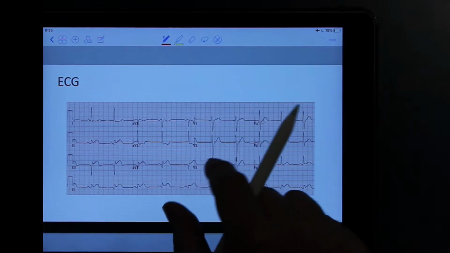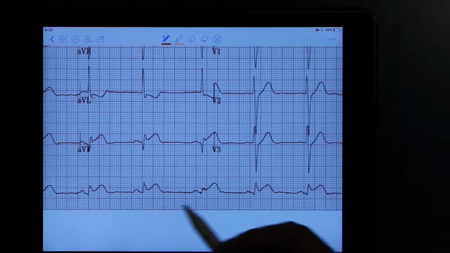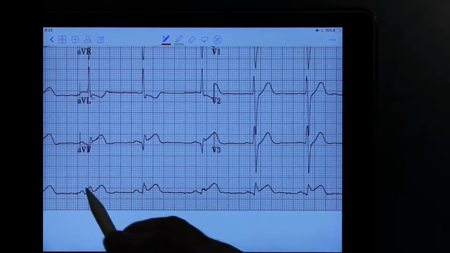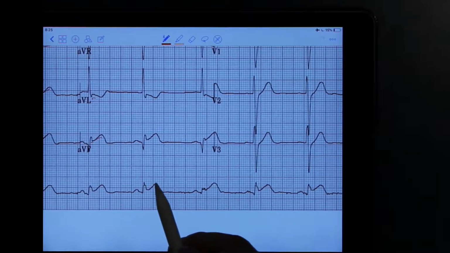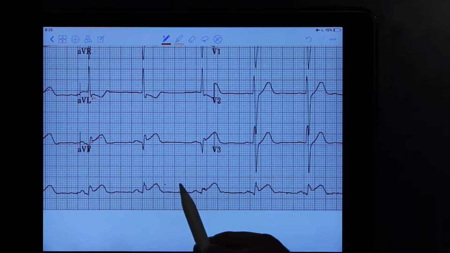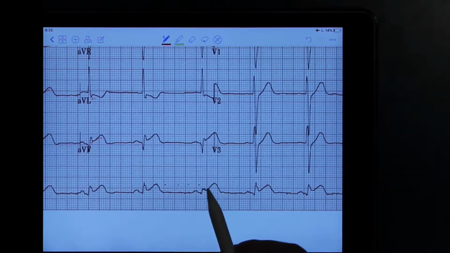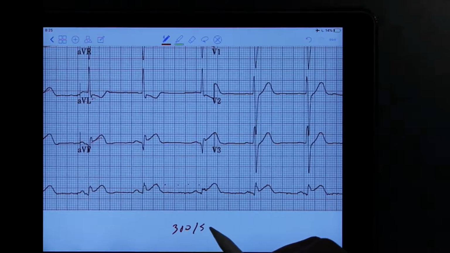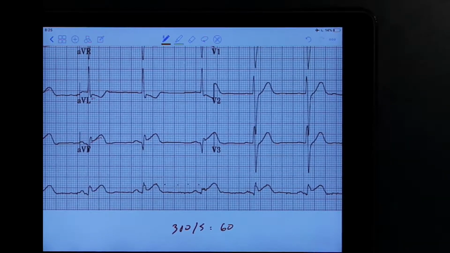So let's zoom in here, and we're going to use the 300 method. So we'll take the R peaks here, and we're going to count the big boxes between them. So 1, 2, 3, 4, a little bit over 5. So 300 divided by 5 equals 60. So we're going to say the rate is around 60 beats per minute.